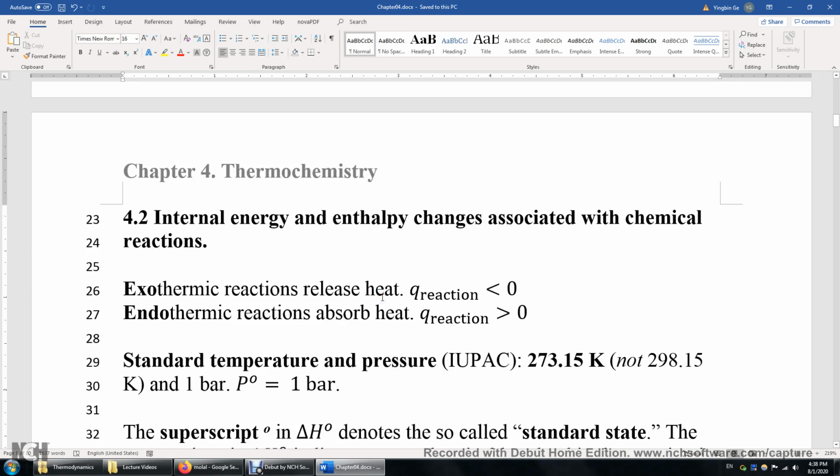Section 4.2 Internal energy and enthalpy changes associated with chemical reaction. When a reaction releases heat, it's called exothermic. Q is negative. When a reaction absorbs heat, it's endothermic. Q is positive. Remember, the heat of reaction can be delta H or delta U, depending on the condition.